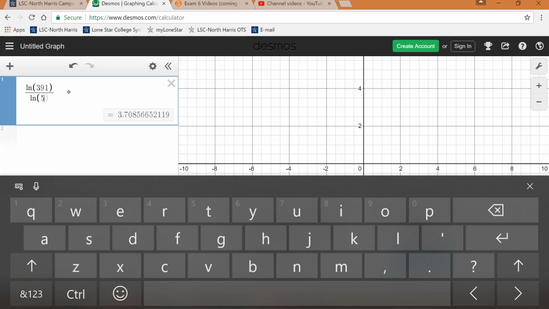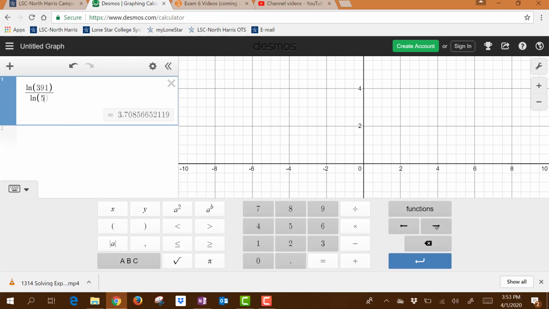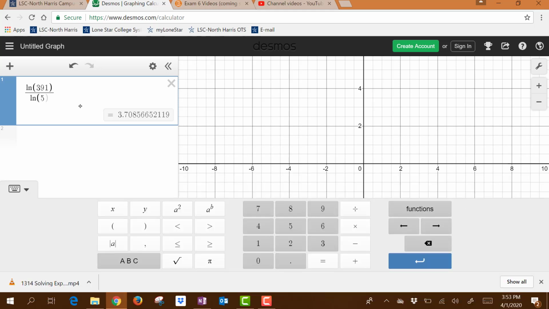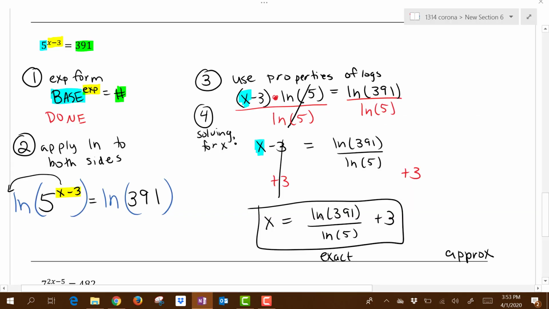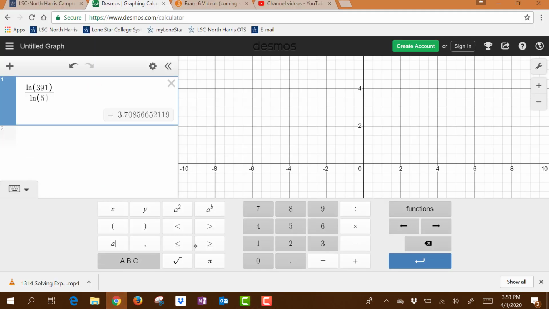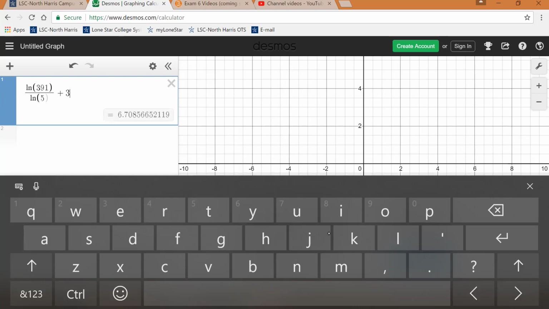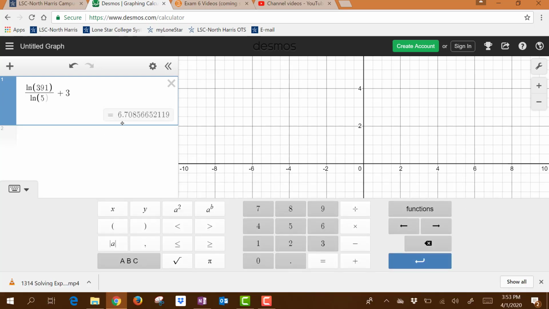Okay, now I want to come outside of this entire fraction, so I'm going to arrow over. That takes me out of the log, but I'm still in the bottom of the fraction, so I'm going to arrow over again until I'm outside the fraction completely. Alright, so natural log of 391 divided by natural log of 5, let's just go back really quick, plus 3 on the outside of the fraction beside it. So I'm going to say plus, and then I'm going to hit 3, and there's my approximation. So 6.7, if I'm rounding to the nearest 2 decimal places, that would be 6.71.